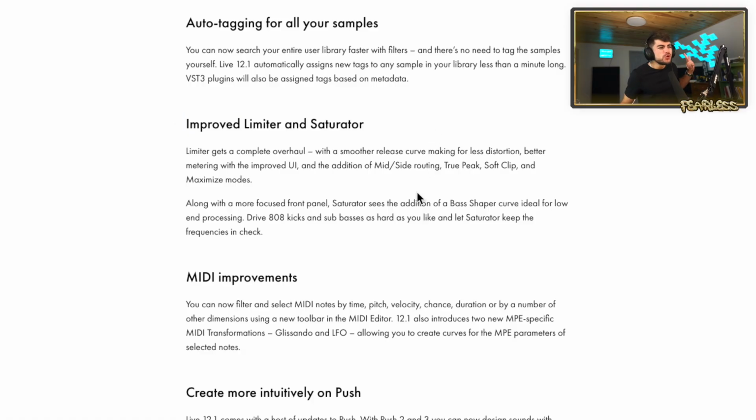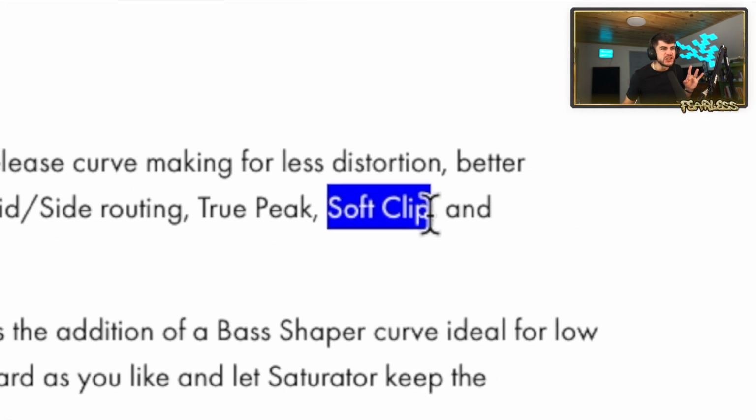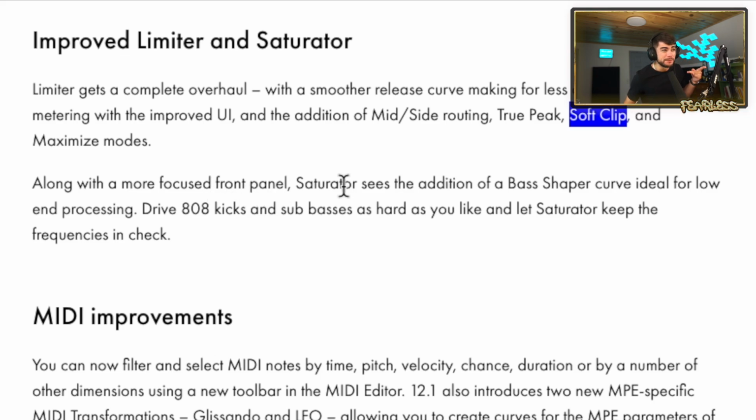We also have an improved limiter and saturator. The limiter gets a complete overhaul, smoother release curve, making for less distortion, better metering with the improved UI, and the additions of mid-side routing, true peak, soft clip, and maximize modes. Oh, this is interesting. They added a soft clip to the limiter as well. That's dope. Along with more focused front panel, saturator sees the addition of bass shaper curve, ideal for low-end processing.